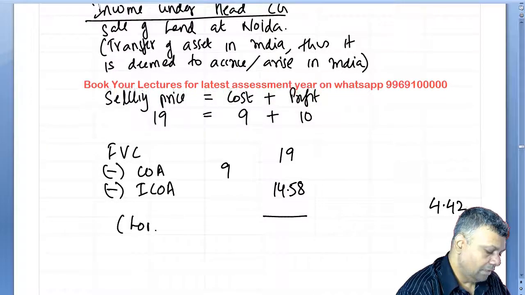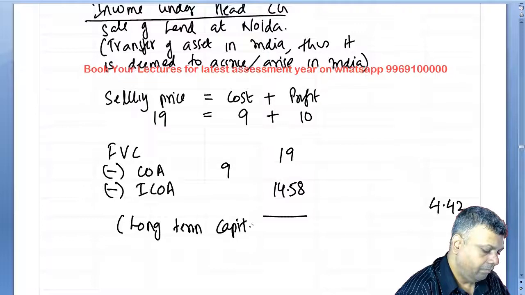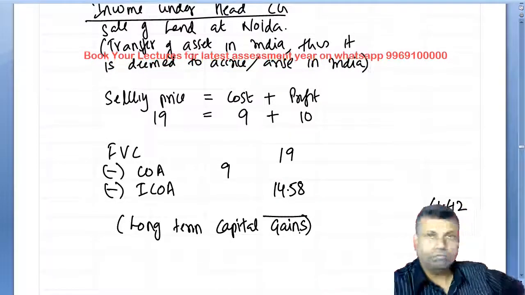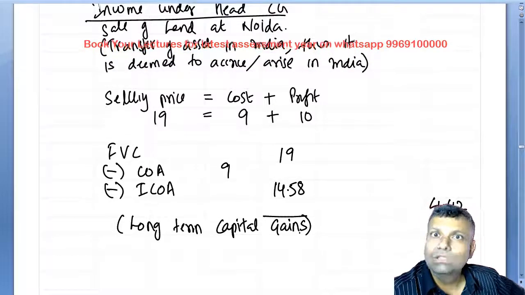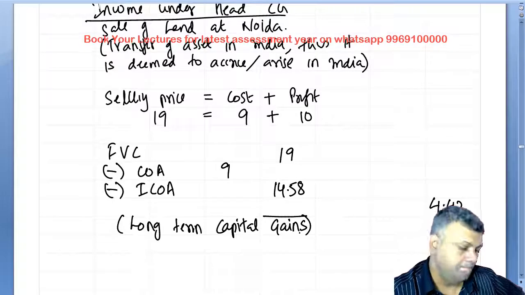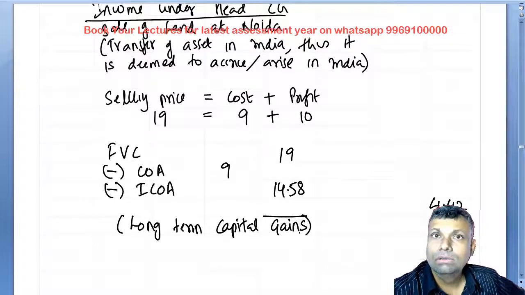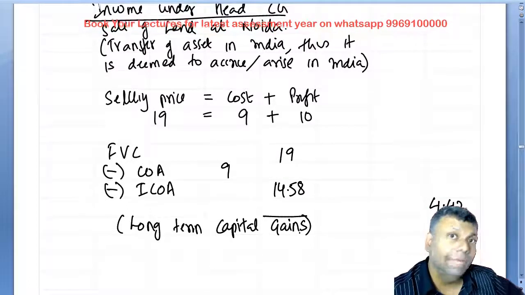This is going to be long-term capital gains. Important to make a note here, long-term capital gains, because index cost is readymade given to us. Alright, and therefore, when you do the tax liability calculations, at that time this will matter to you.